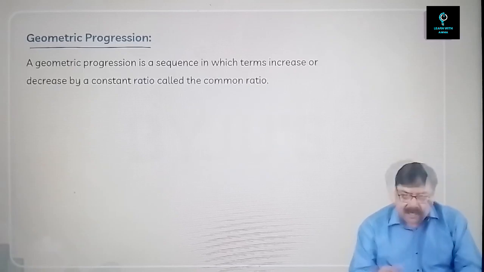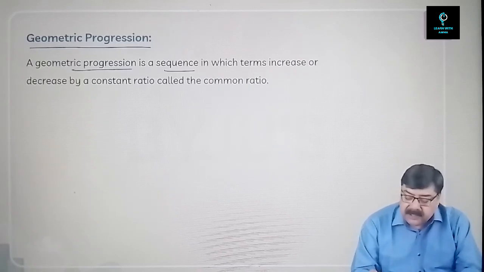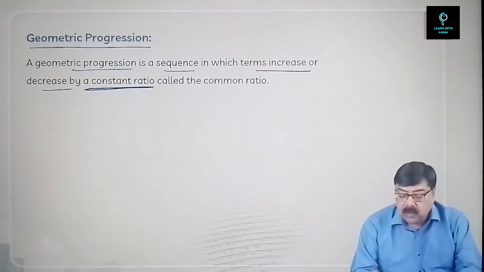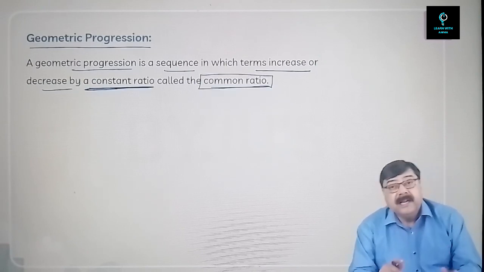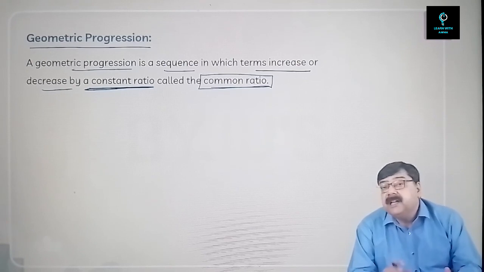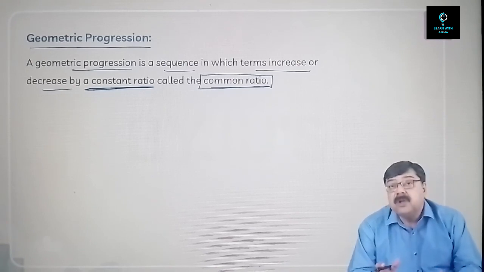Geometric progression. Now, a geometric progression is a sequence in which terms increase or decrease by a constant ratio called the common ratio. In case of arithmetic progression, the increase or decrease happened because of a common difference.